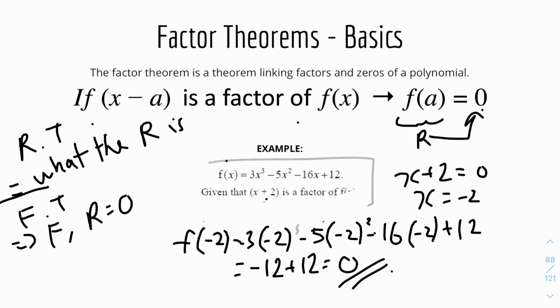So for part B of this example, I'll just talk through it without doing it because I'll do it later. So it says factorize f of x completely. So what you do is the long division of 3x cubed minus 5x squared minus 16x plus 12 divided by x plus 2 to get a polynomial of degree 2, and you can just simplify from there. Or you can't simplify if there's no real number, just leave it there.